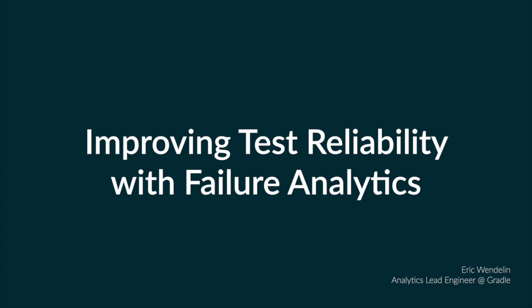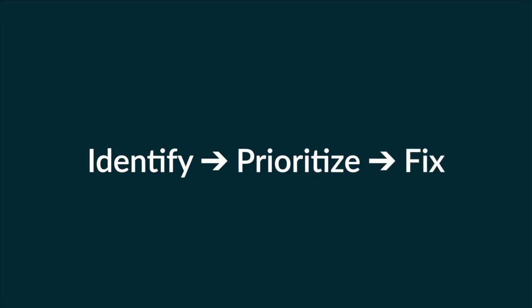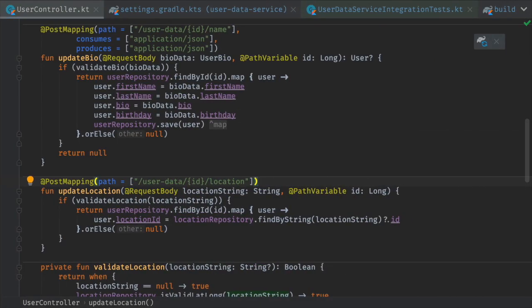In this video, I'm going to show you two examples of how you can identify, prioritize, and fix flaky test failures using Gradle Enterprise. In our first example, we're going to use a data-driven approach to find and fix flakiness in a Spring Boot microservice application. First, we need to collect build and test information.